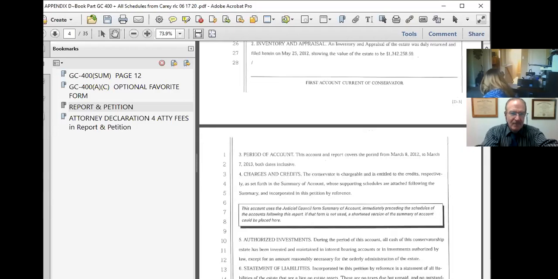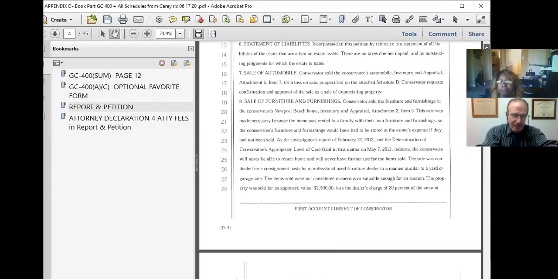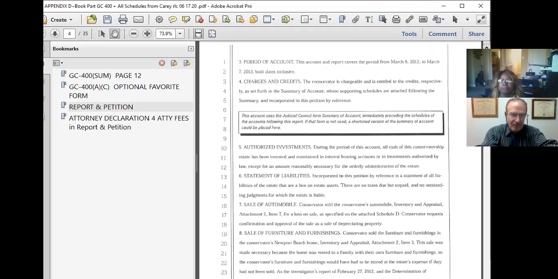Then we're going to go to page 2. You're going to tell the judge, okay, the account covers this time frame to this time frame. So he'll verify. You're going to tell him charges and credits. The conservator is chargeable and is entitled to the credits, respectively, and you would indicate the information here.